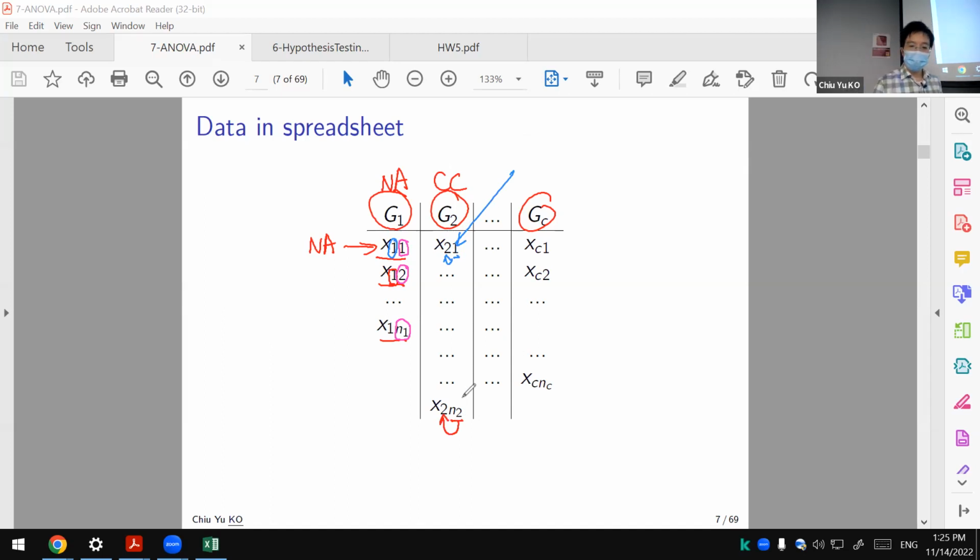Is that clear? How you read that is the first subscript is the group number, 1, 2, 3, 4 up to C. The last number in the subscript is the observation number, and you can easily see that from this diagram. N1 need not equal N2. It can be equal, but in general it's not equal. When they are all equal, usually they call this balanced data.